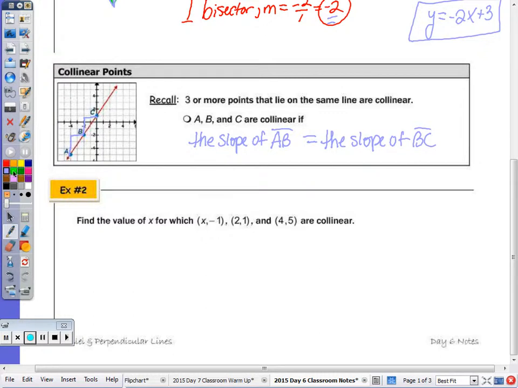If they don't have the same slope, you might have from BC a curve in your line. Or not necessarily a curve, but a rigid turn. So they're not going to be on the same line if they have a different slope. So in this question, number 2, it says find the value of K, or X in this case, for which these three points are collinear. So that means the slope of these two points should be the same as the slope of those two points. So plugging into the slope formula, y minus y1 would be 1 minus negative 1 over 2 minus x. That slope must be the same as the slope of my second and third points. So 5 minus 1 over 4 minus 2.